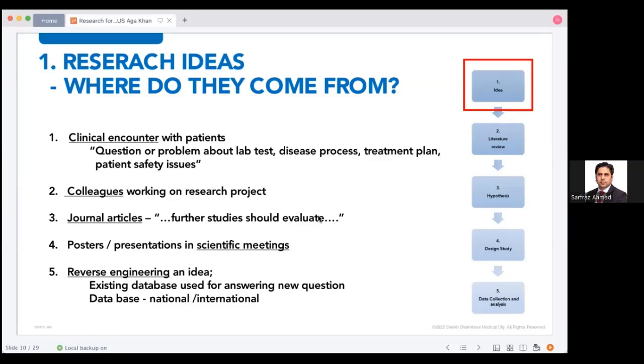So these are the 5 important areas. When you are looking for an idea, look at these 5 areas: your clinical encounter, your colleagues, journals, scientific meetings, and reverse engineering. And you will be able to get an idea from these which you can use for your research project.